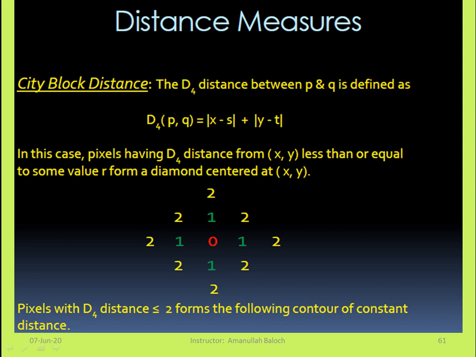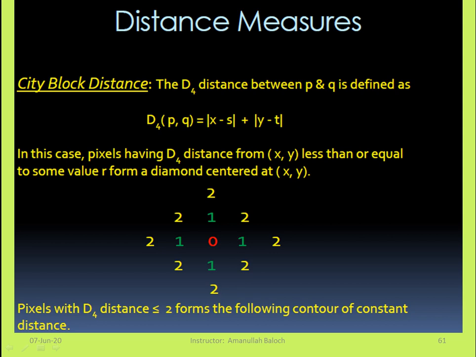And you may also see here 1 pixel and this is 2 pixel position. These all are at the 2 pixel position and these green ones are at the 1 pixel position from the origin pixel, and these boundary pixels are at the 2 distance position from this origin as per the rule of city block distance. Pixels with D4 distance less than or equal to 2 form the following contour of constant distance.